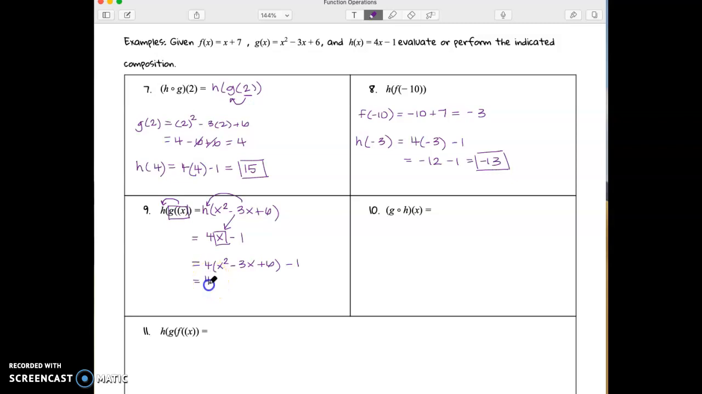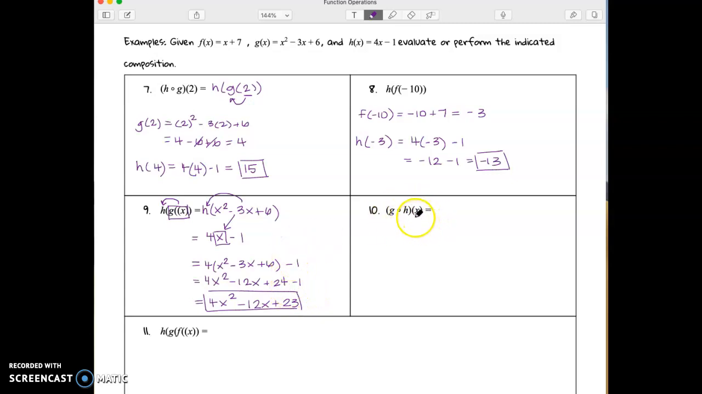So I'm going to distribute the 4. And then the last thing would be to combine like terms. And the only thing I have here is 24 and -1, which would be 23. So if I took every single output of g, and plugged them into h, I would get this quadratic function at the end.